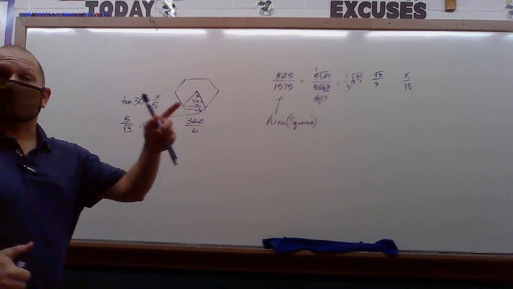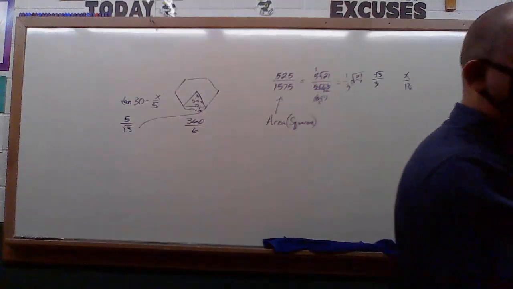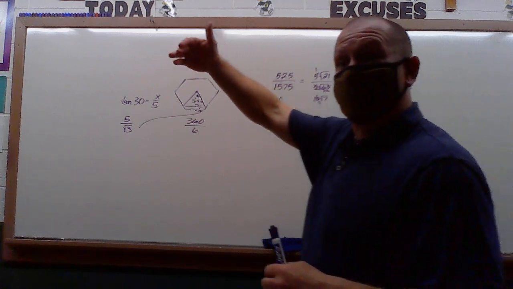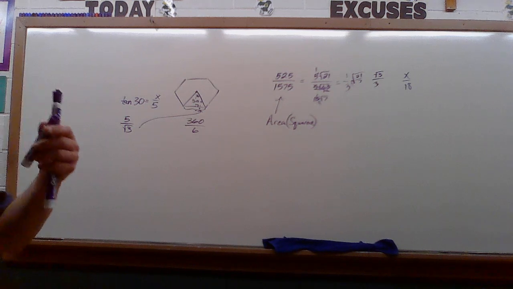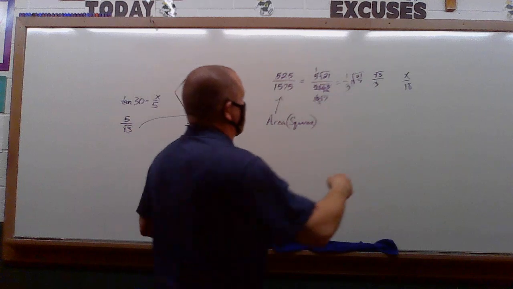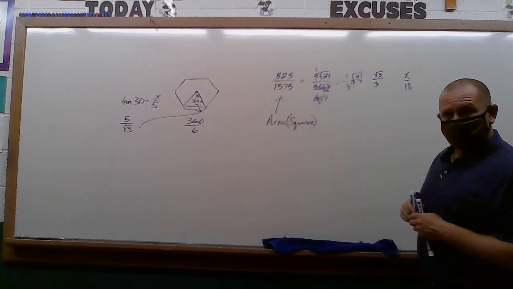If I'm going from the blue one to the green one, am I going from smaller to bigger or bigger to smaller? Smaller to bigger. So I'm getting bigger, right? So I'm going to multiply 18 by this number right here. What was the square root of 3 over 3?